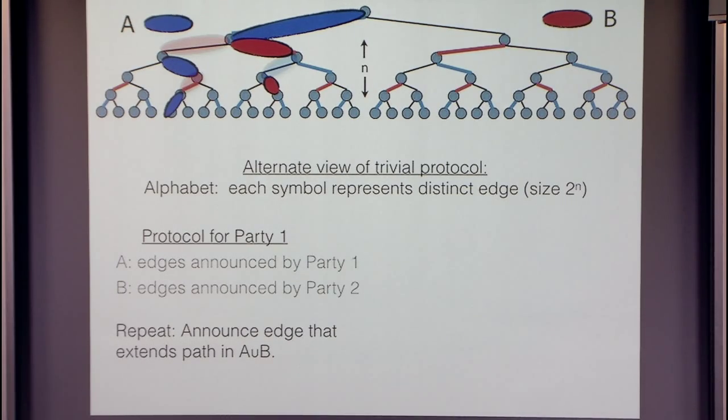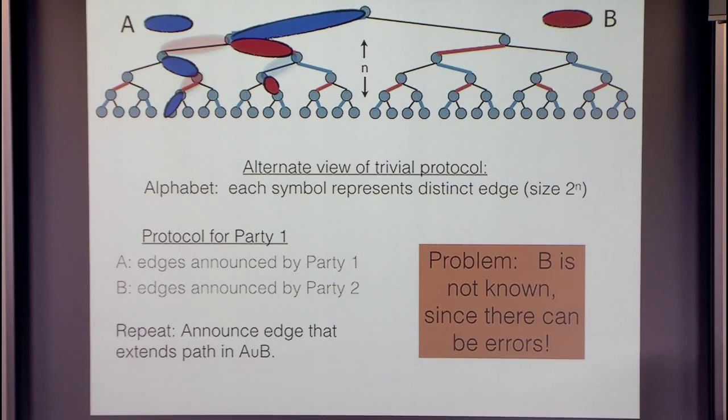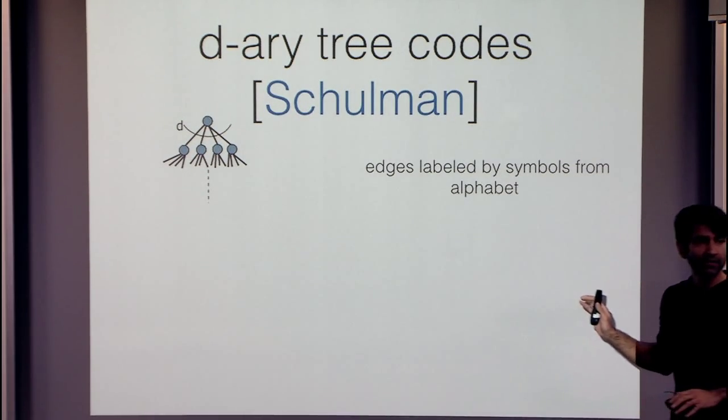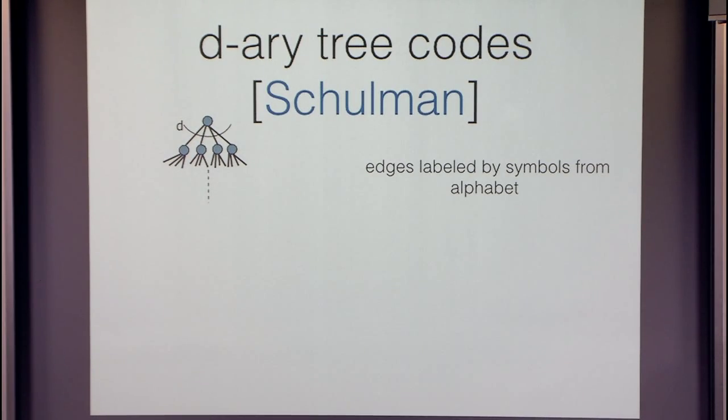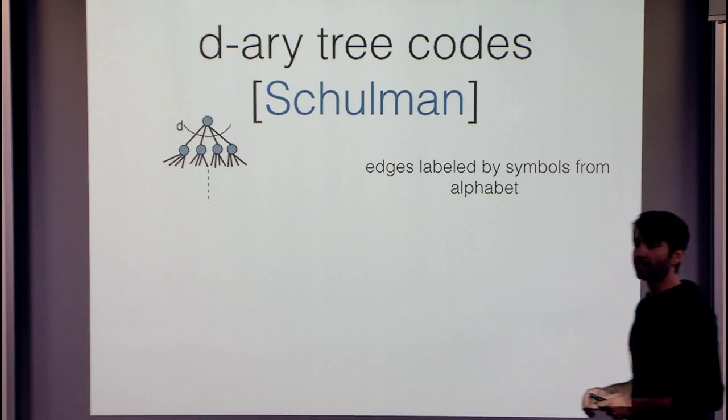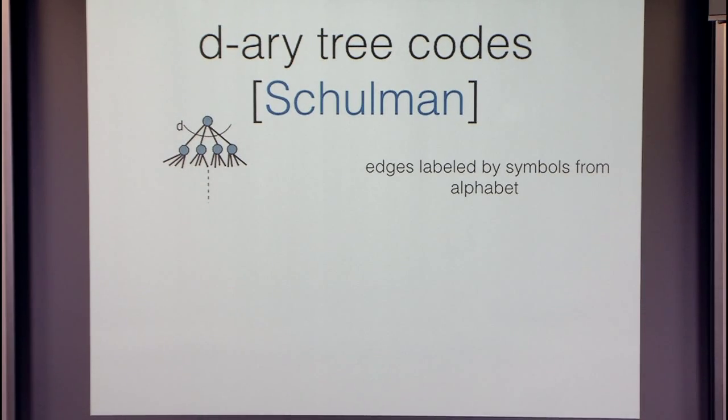So we're going to try and patch up this protocol to make it work. And the way we're going to do that is we're going to use a beautiful combinatorial object that was invented by Schulman for this purpose called a tree code. So let me explain what it is, and then we'll see some of its nice properties, and then finally use it to solve that problem.